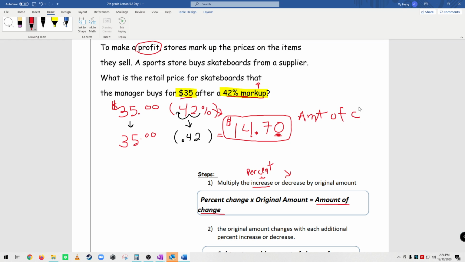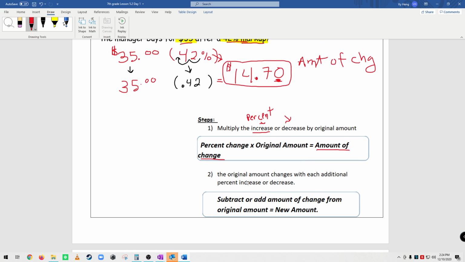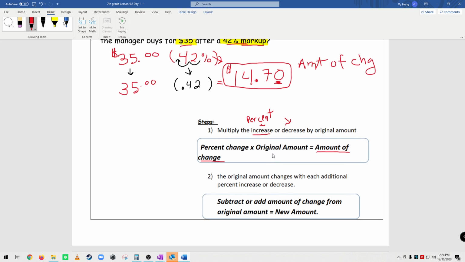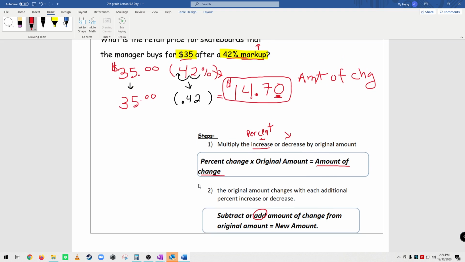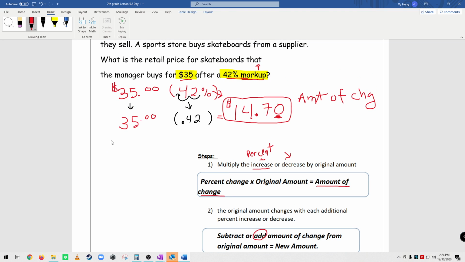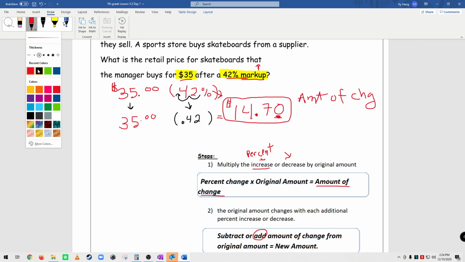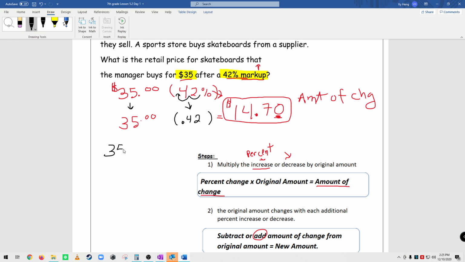Okay. So then we're going to take this price here and we're either going to add it or subtract it, depending if it's a markup or a markdown, right? So to make a profit, because it says markup, we're going to add the amount of change to the original amount. So we're going to take the original amount, I'm going to write it one more time, $35, and we're going to add the amount of change. We couldn't add the percent. We had to change that first to the amount.